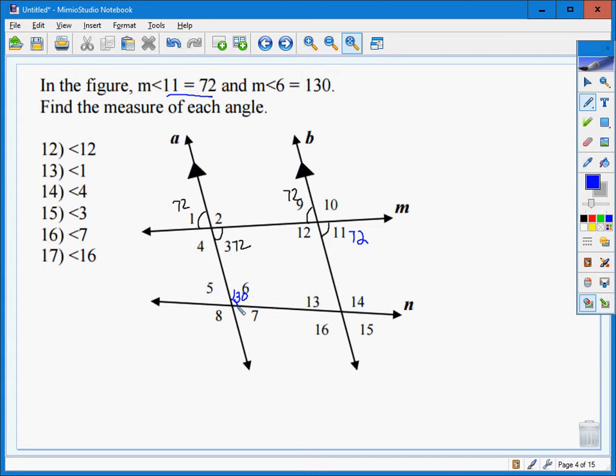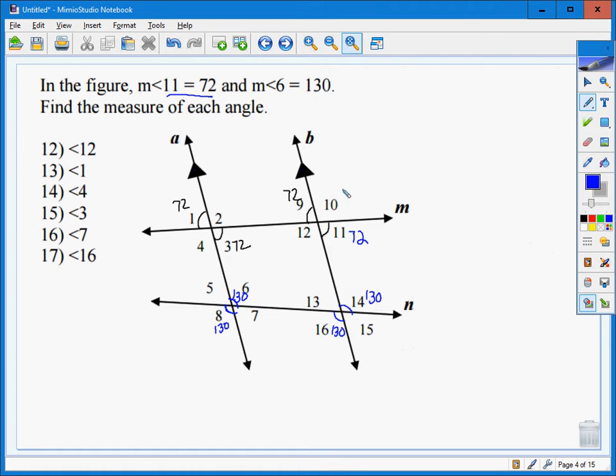You can see where the angle 6 is and angle 8 are vertical, so this would be 130. 6 and 16 are alternate interior, so this would be 130. 16 and 14 are vertical, so this would be 130.